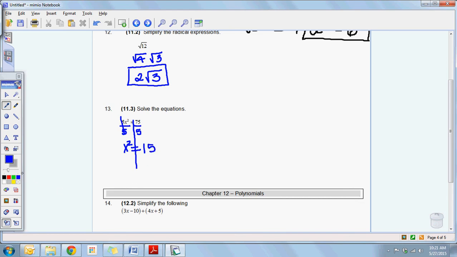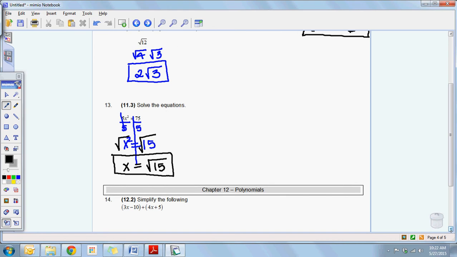So I'm not quite done yet. I have to get rid of this square. The opposite of squaring something is finding the square root. So that means that x is equal to the square root of 15. Now it's important to ask yourself, is there a biggest perfect square I can divide 15 by? And in this case, there is not. So that's going to be your final answer. X is not equal to 15. X is equal to the square root of 15.